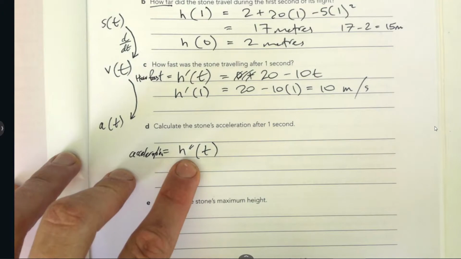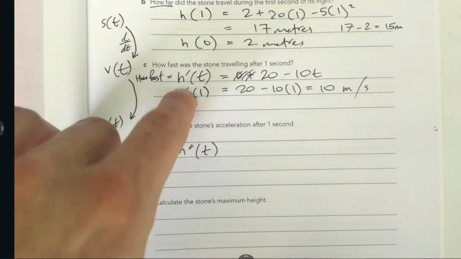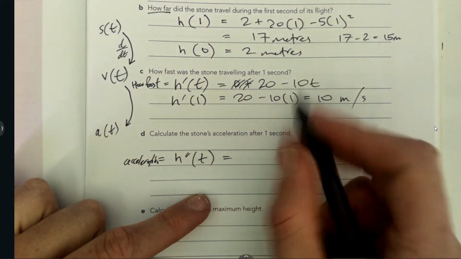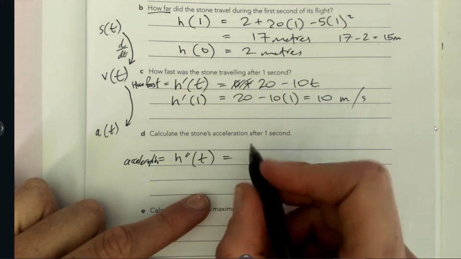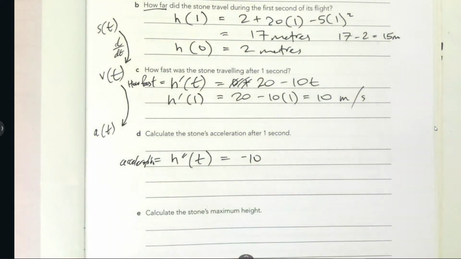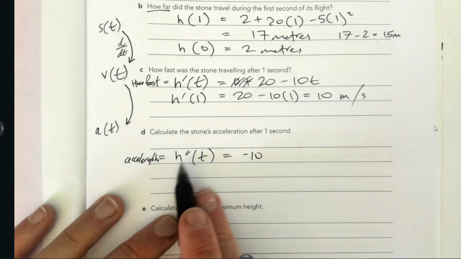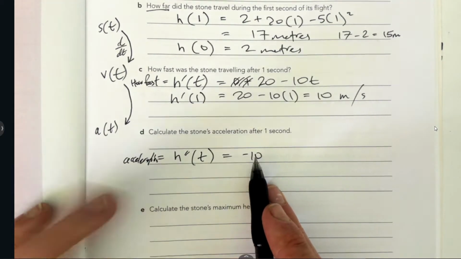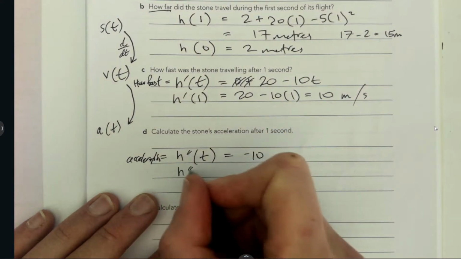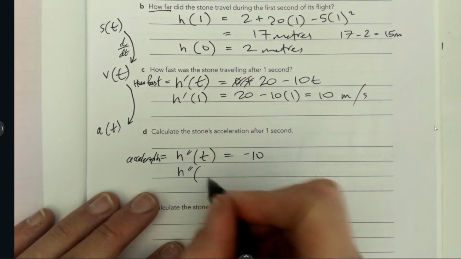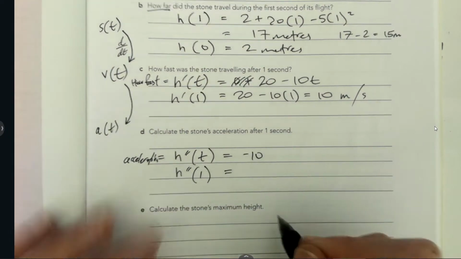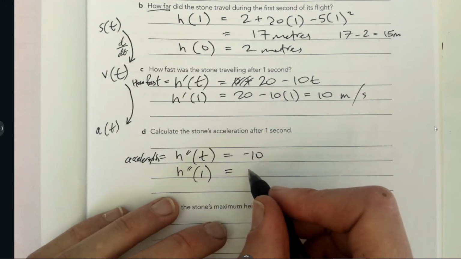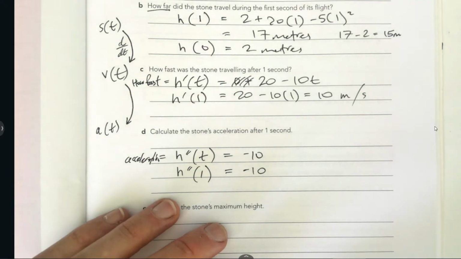And that's going to be the derivative of the derivative, or the double derivative. Right, so we're going to get that, and that 20 is going to disappear, and then it's just going to be negative 10. Oh, look at that, we don't even need to substitute it, because h double dash of anything is going to get us negative 10. But let's just do it anyway. H double dash, and they want to know after 1 second, equals negative 10. Wow, that was tough.